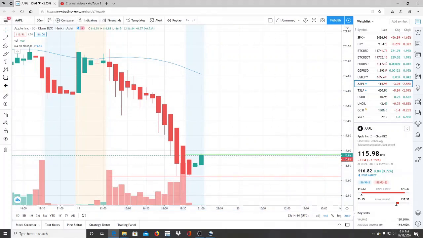I hope that with these cues, you guys are well equipped for tomorrow's trading day and the days to come. With these cues, you guys will be able to make your own rational decisions as investors.